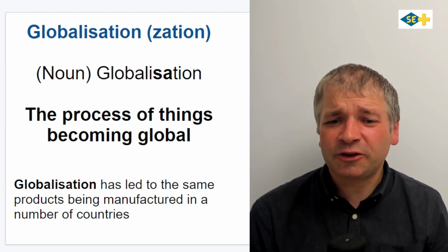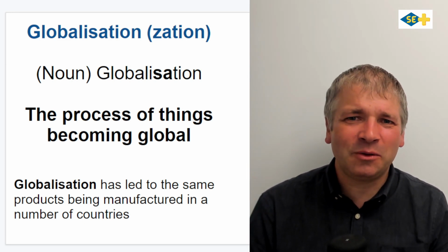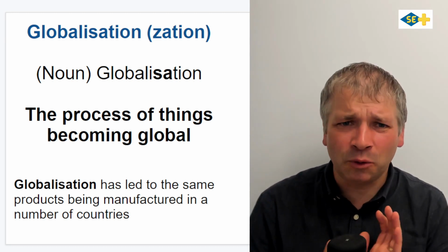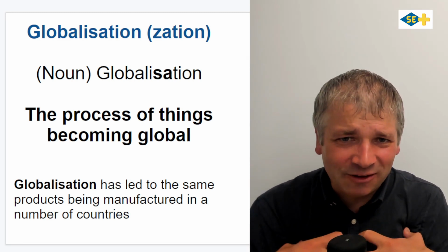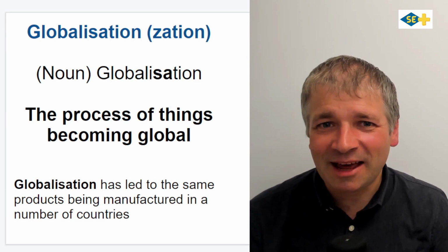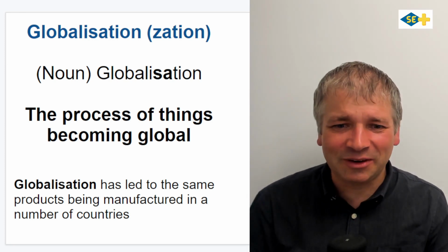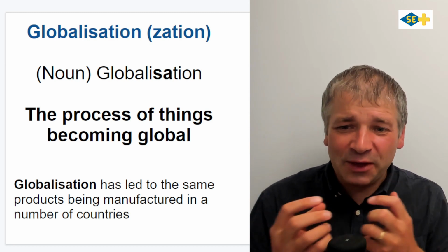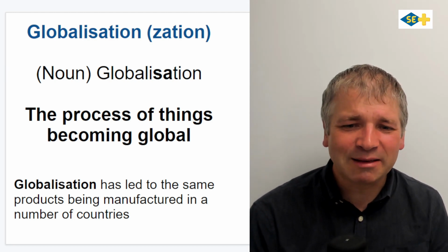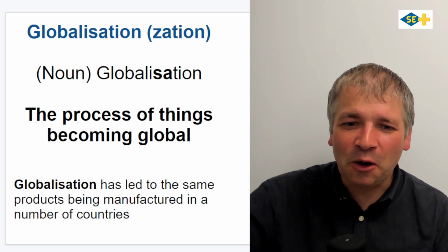It's often referred to as a topic, a subject area referring to everything to do with how things now happen at a global level. We don't just live in our own little towns and villages. For example, I'm speaking to you through the internet anywhere in the world. That's because of globalization. Globalization is the process of things becoming global. So here's the example. Globalization has led to the same products being manufactured in a number of countries.